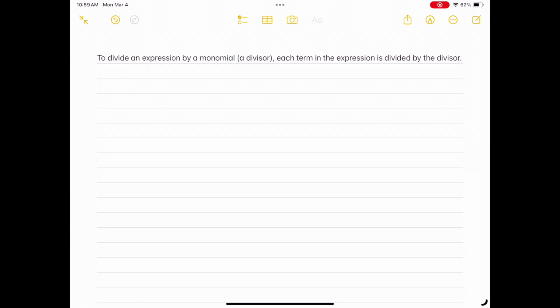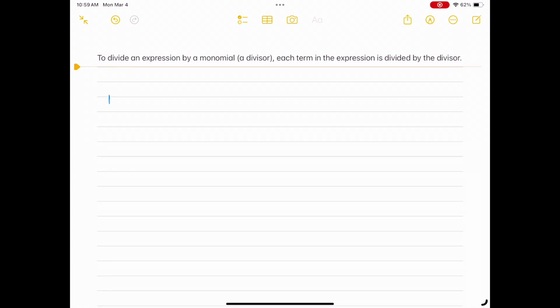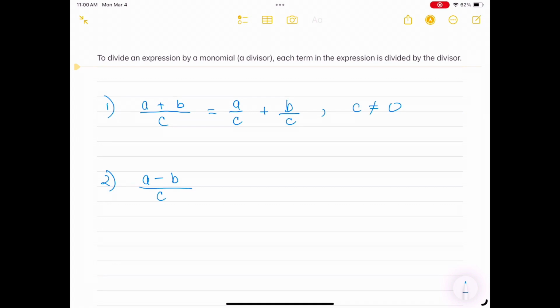To divide an expression by a monomial, a divisor, each term in the expression is divided by the divisor. So a plus b over c equals a over c plus b over c, c does not equal 0. Secondly, a minus b over c equals a over c minus b over c, and c does not equal 0.